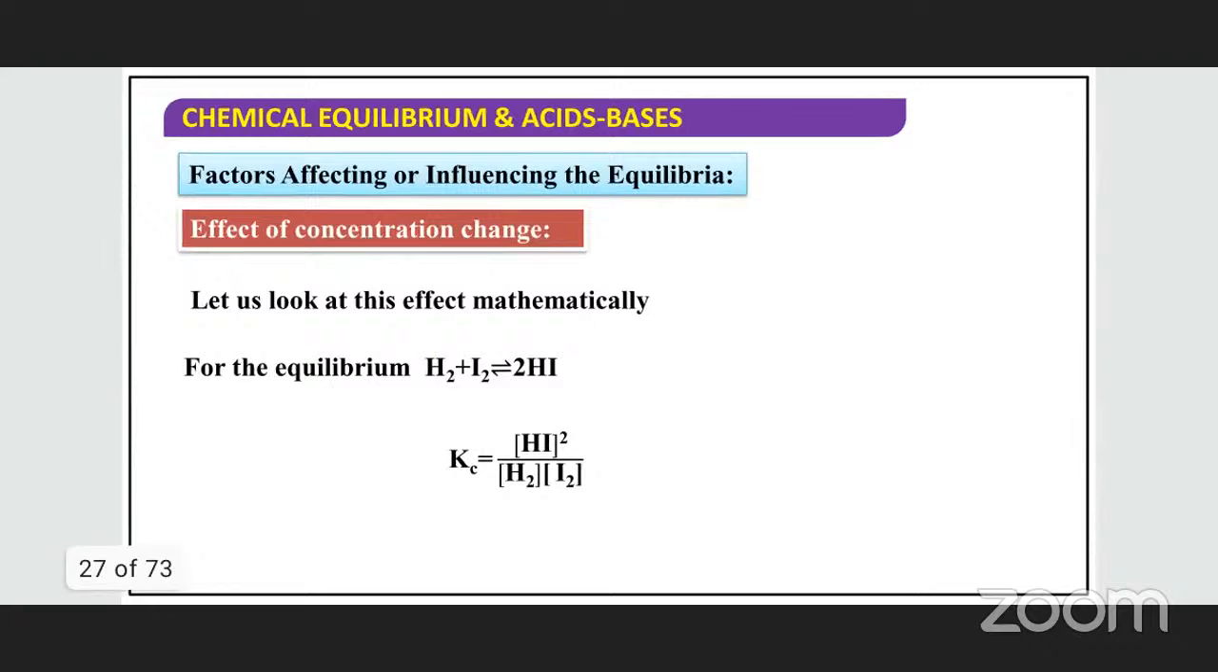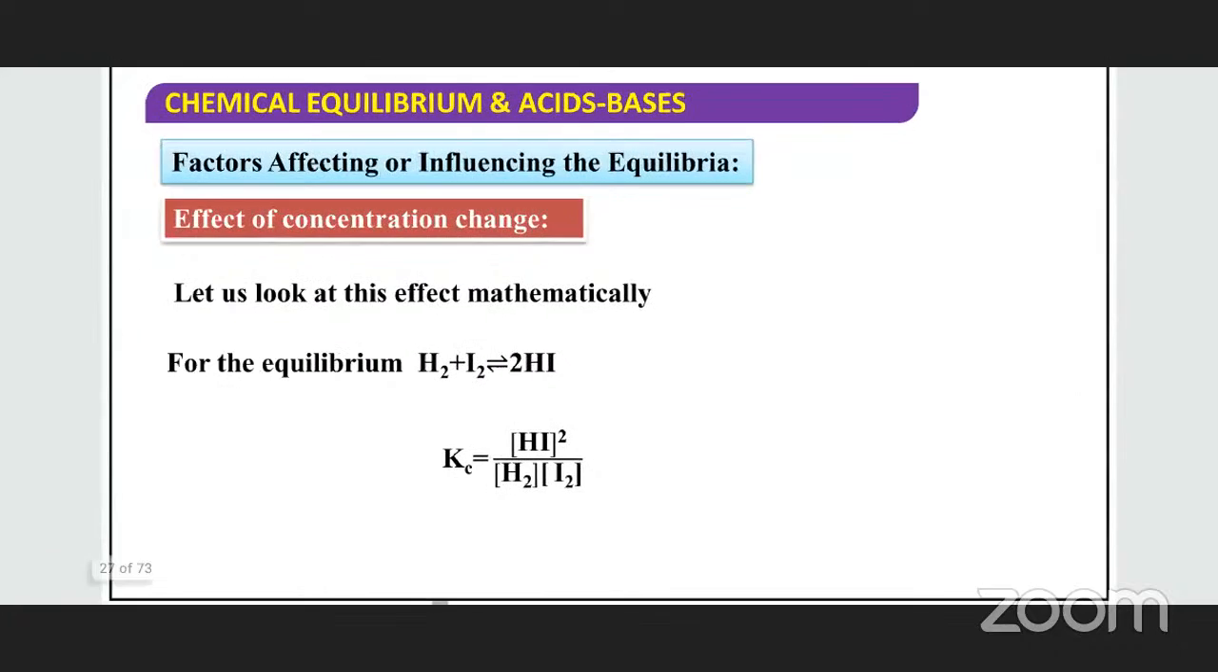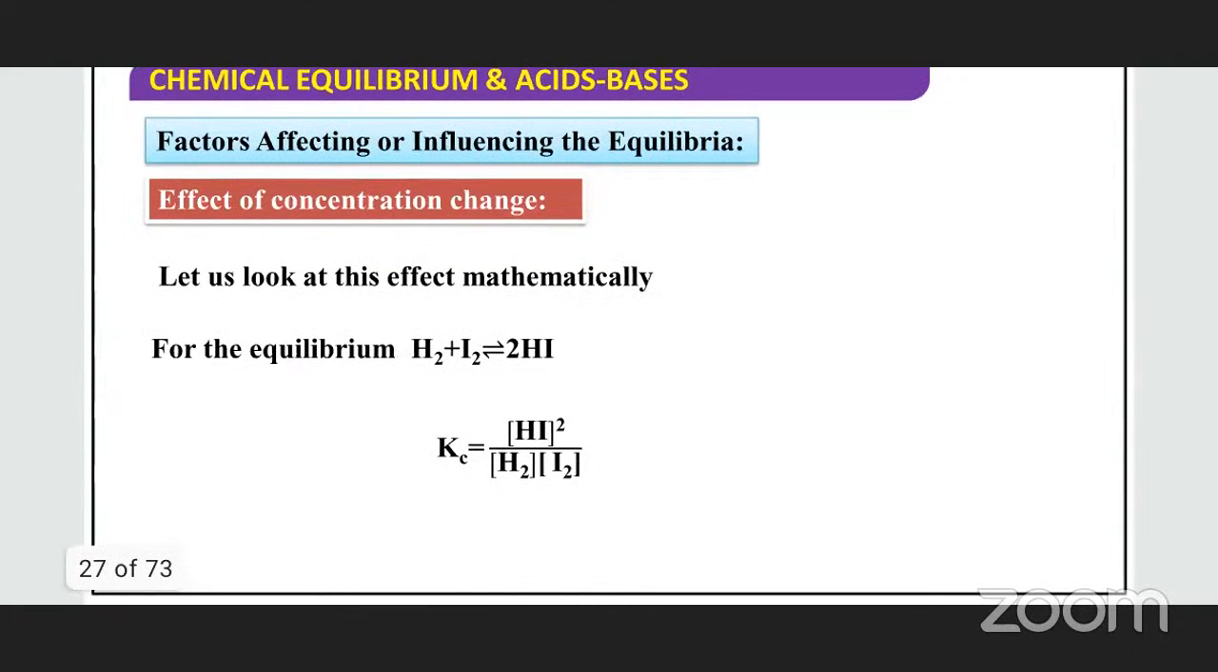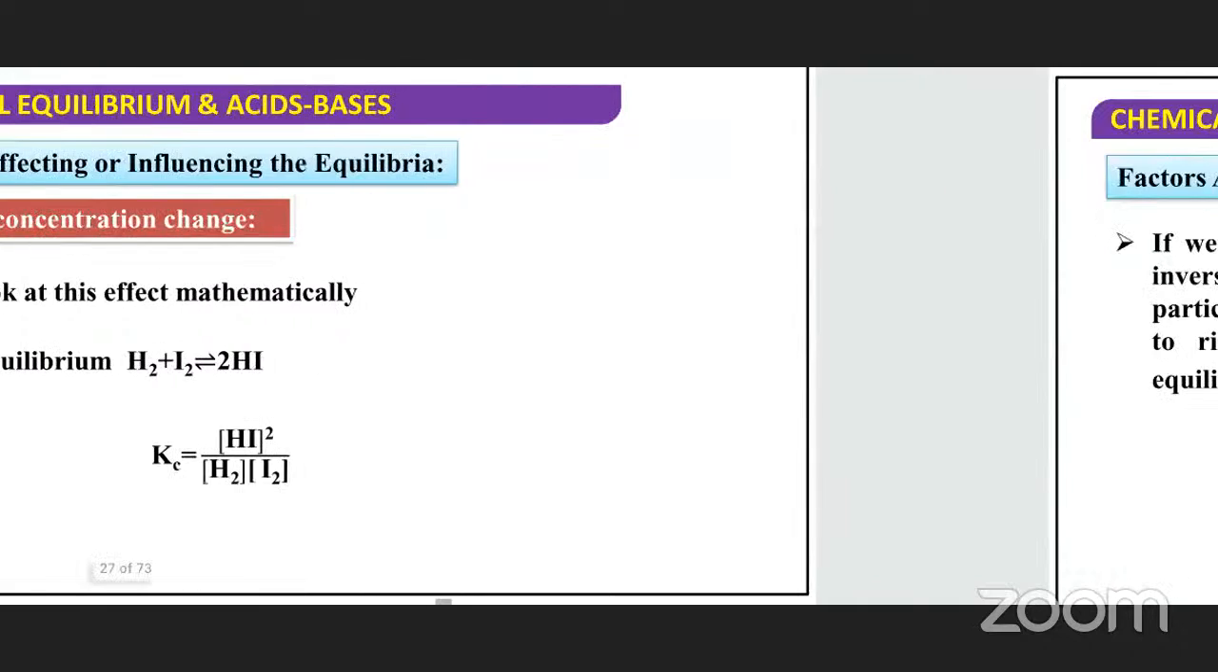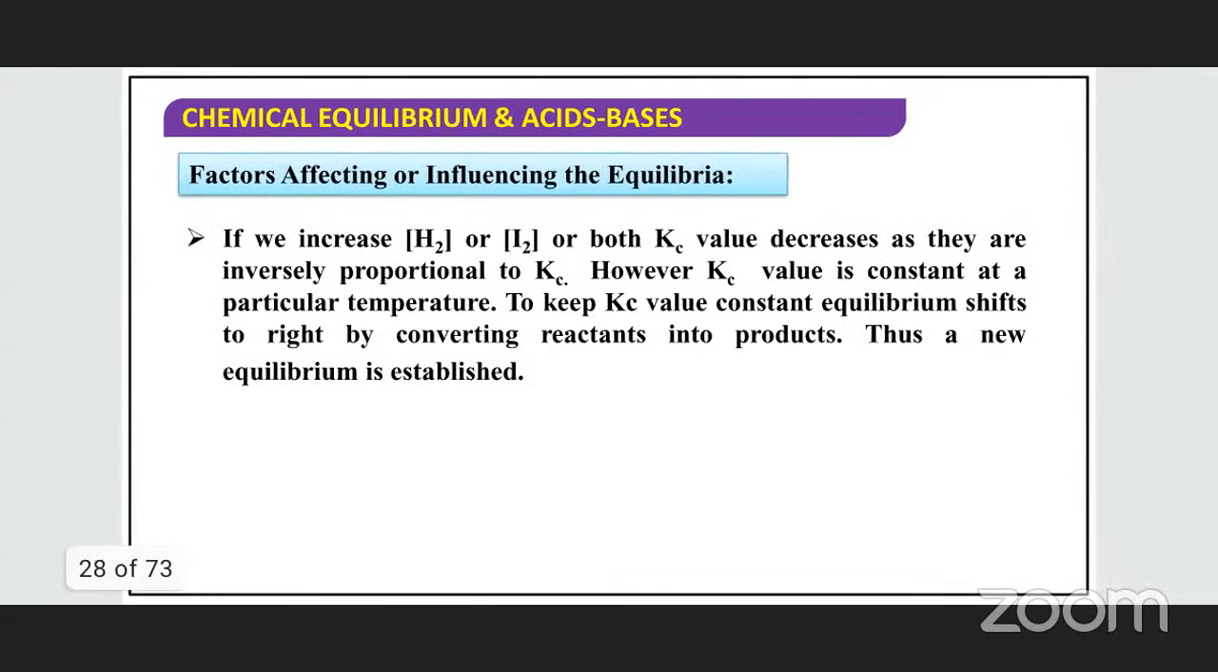Let us look at this effect mathematically for the equilibrium equation. H2 plus I2 gives rise to 2HI. Kc is equal to the molar concentration of product over the molar concentration of reactants: the HI concentration to the power 2, divided by the H2 concentration times the I2 concentration. Factors affecting or influencing the equilibria.